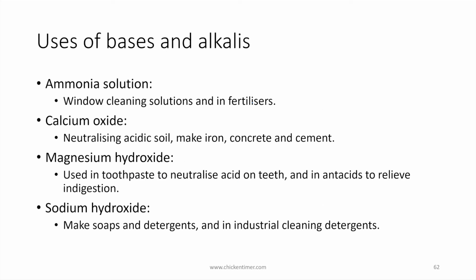Calcium oxide is the one used with acidic soil. So you neutralize acidic soil, and you make concrete with calcium oxide. Then magnesium hydroxide is found in toothpaste and pills for indigestion. Sodium hydroxide is the one you use to make soap and cleaning detergents. So this one you just roughly read through and remember some uses. If they ask you, just give them one of those.